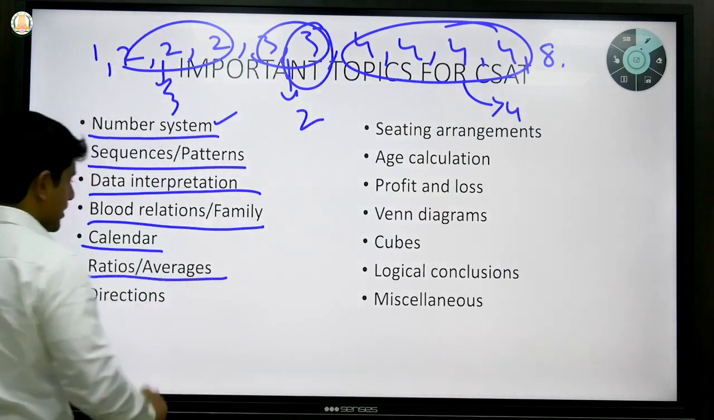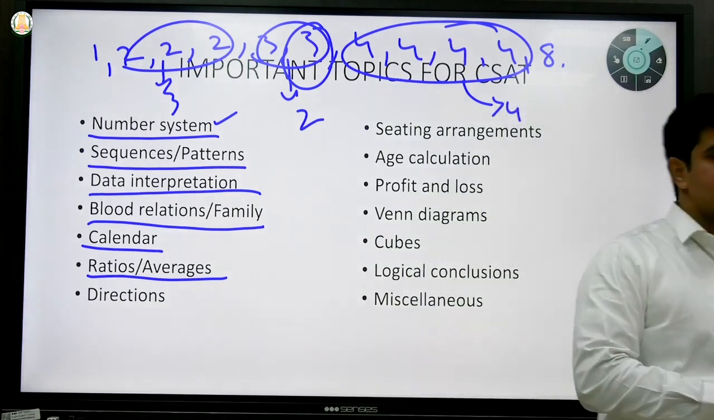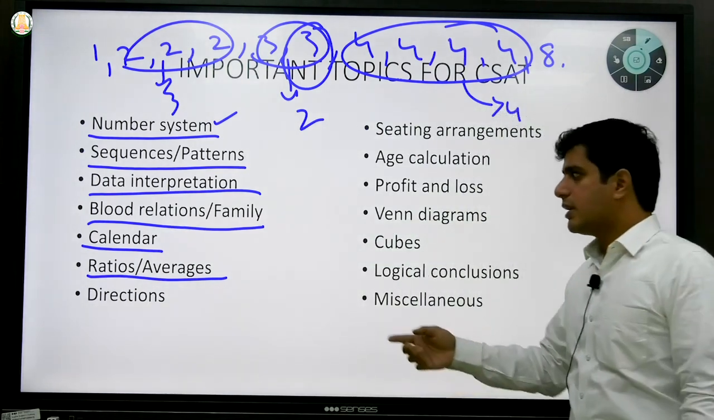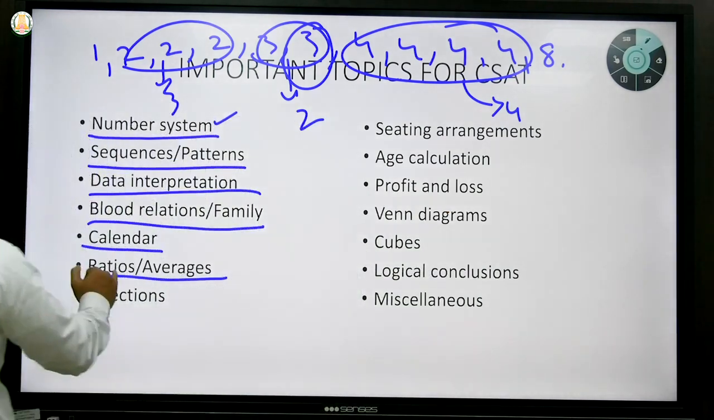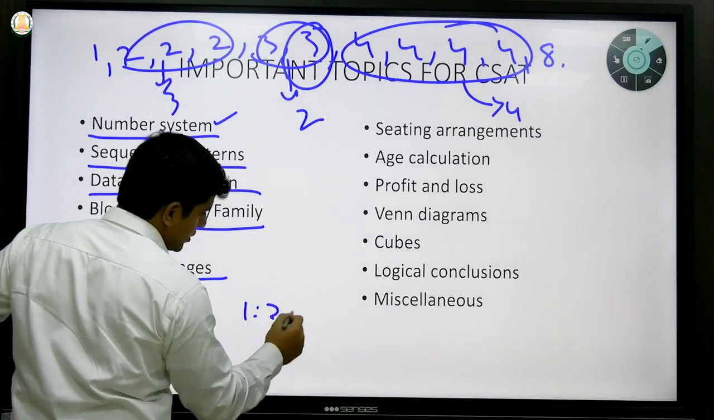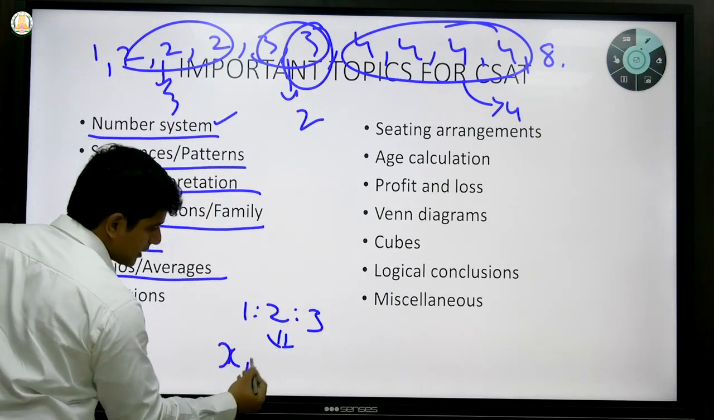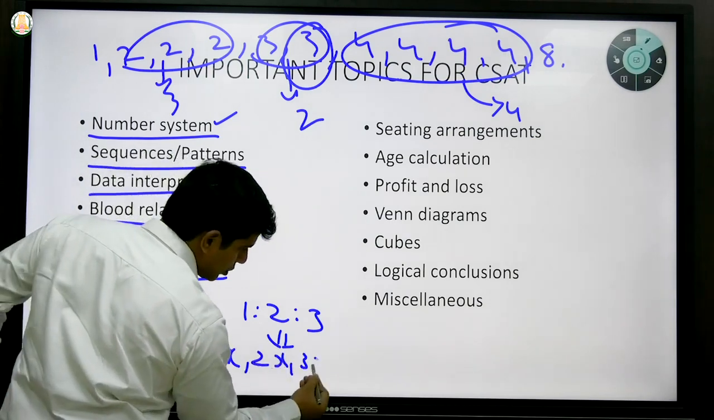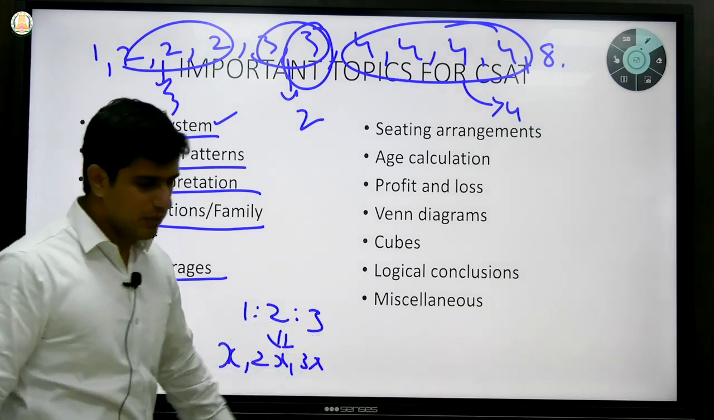Next is ratios and averages. This also we have seen, like P is to Q is to R, he has asked, and he told if P is greater than Q plus R, then P has the maximum share. So whenever there are ratios, let's say if they give you 1 is to 2 is to 3, while solving, remember it is always better to solve as x, 2x, 3x if you don't know anything. And once you get to this form, then you can easily solve whatever he's telling.